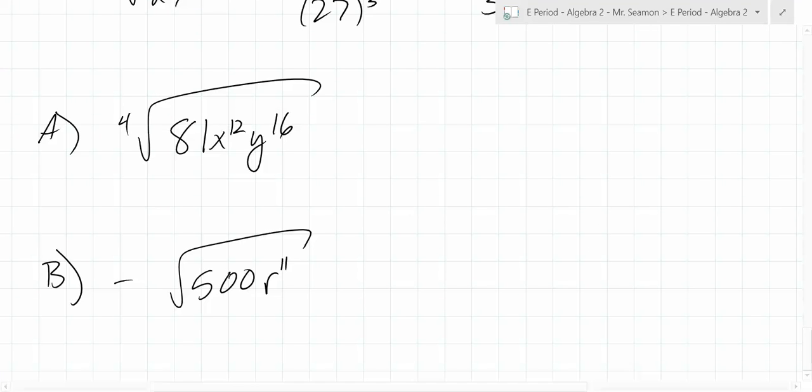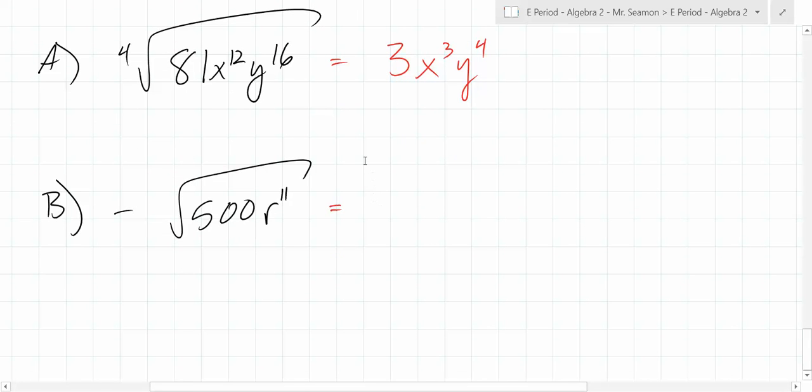Is there a fourth root of 81? Yes, it's going to be 3, and then it's going to be x to the 12 divided by 4. What's 12 divided by 4? 3, y to the 4th. So those divided evenly. That's nice. What about this one? You maybe did a factor tree. You're looking for the largest square factor of 500, which is going to be 100. So the square root of 100 is 10. First you could pull it out and make it negative 10, and what's left? Root 5. But then you're left with r to the 11 over 2.